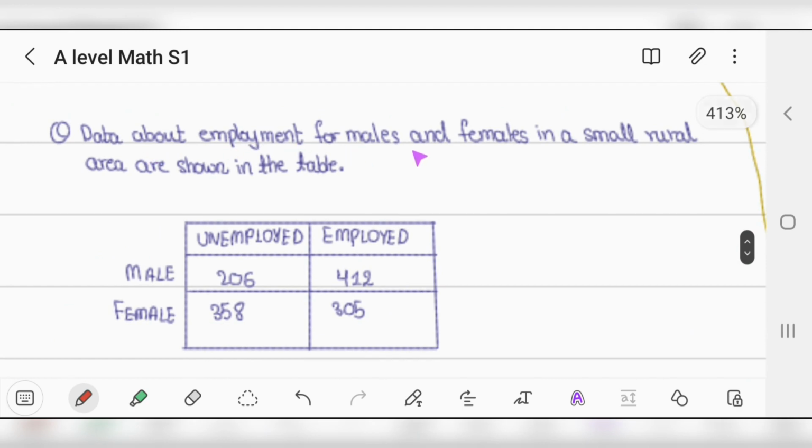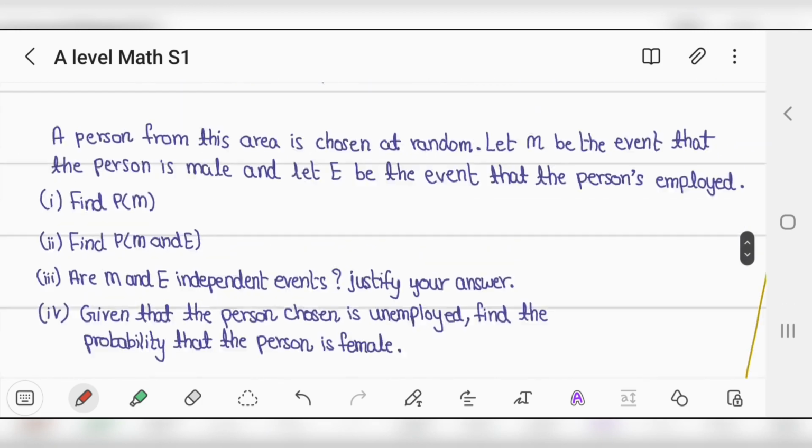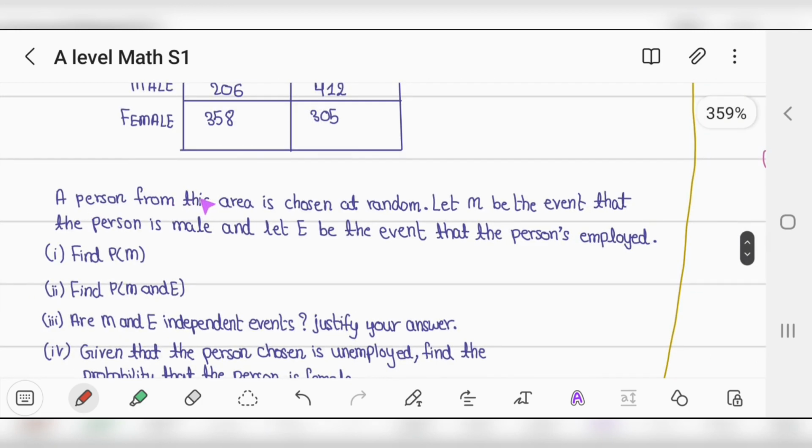Data about employment for males and females in a small rural area are shown in the table: employed, unemployed, male and female. A person from this area is chosen at random. Let M be the event that the person is male, and let E be the event that the person is employed. Find P(M).